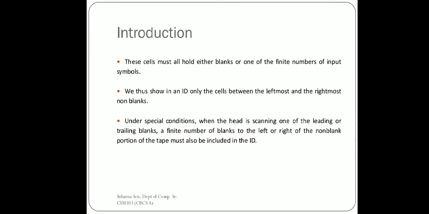Now, under special conditions, when the head is scanning one of the leading or trailing blanks, a finite number of blanks to the left or right of the non-blank portion of the tape must also be included in the ID. This is a special condition: whenever the head is scanning a leading or trailing blank, it means it has reached a blank position, so those blanks must be included in the ID. Since it has gone to a cell where a blank is present, we must incorporate those cells into the ID; otherwise we do not keep them in our instantaneous description.